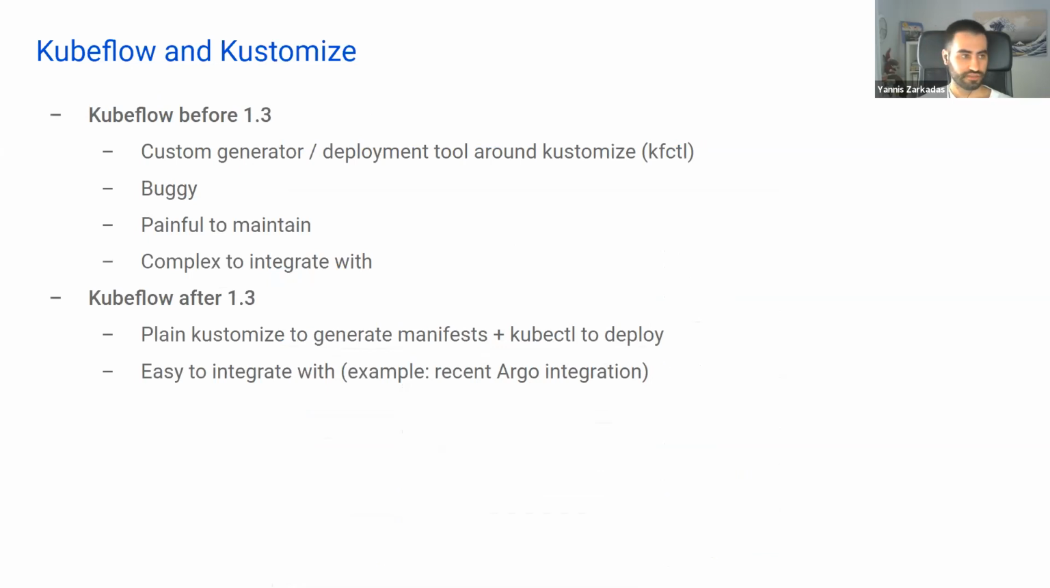Before our 1.3 release, which is what we released right now, we had some custom tooling, which we called KFCTL, which was very painful to maintain. And in general, we wanted to integrate with standard tools like Kustomize. So in 1.3, we tried to move everything to plain Kustomize and use only that for our manifests. And we've been pretty successful with that. Right now, a user can deploy just with Kustomize and kubectl. And we've seen that people can also integrate much more easily with other systems like Argo when we use just Kustomize, which is pretty standard.